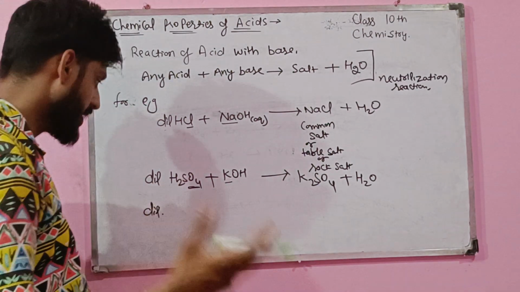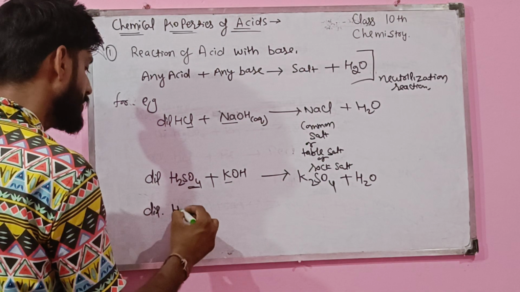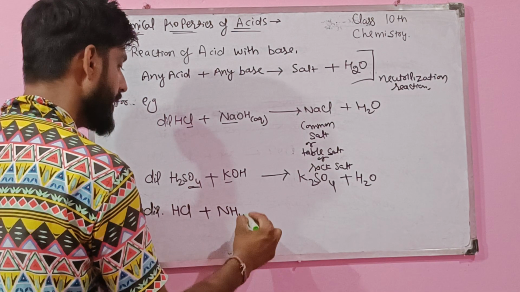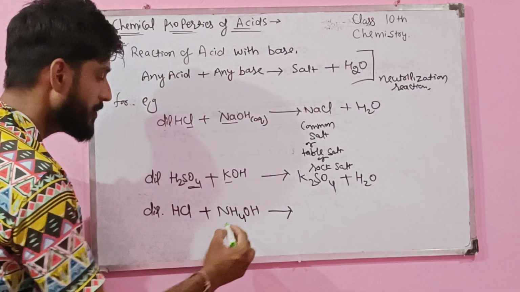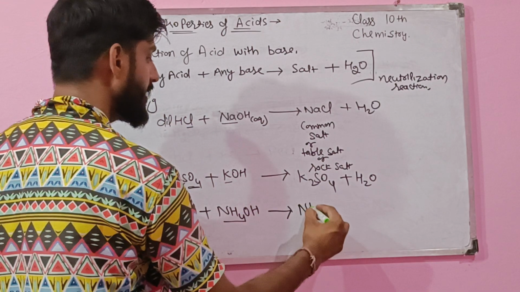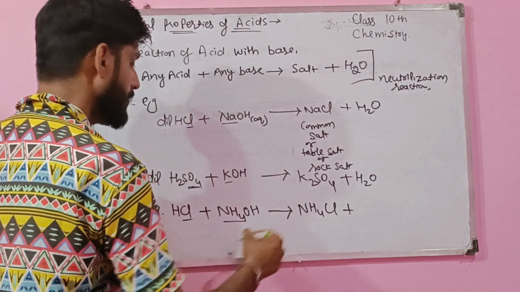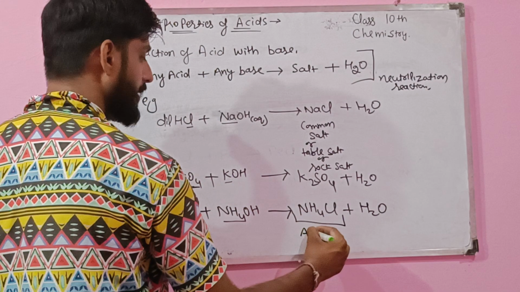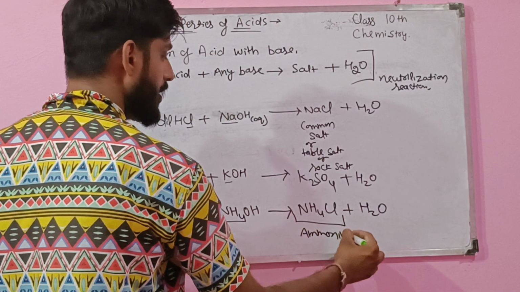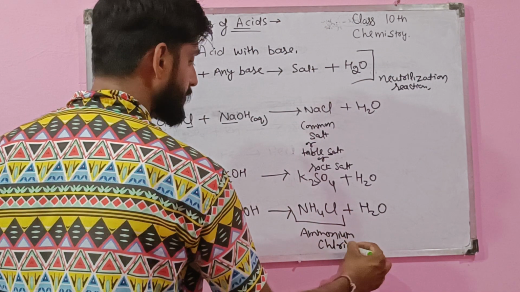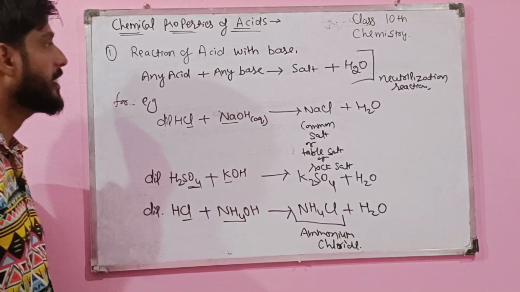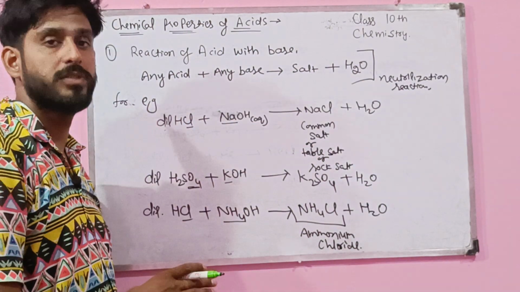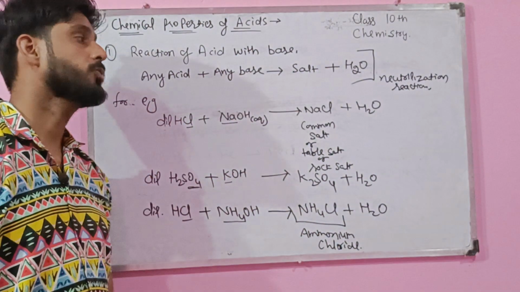let's take another example. Dilute HCl when reacted with ammonium hydroxide, NH4OH, gives ammonium chloride, NH4Cl, with water. This is ammonium chloride. So this is the second property, in which any acid reacts with any base, and then salt and water are formed. Okay, this is the neutralization reaction.